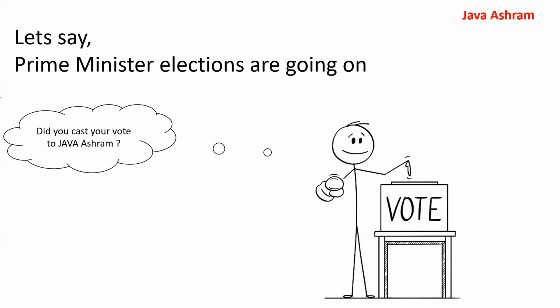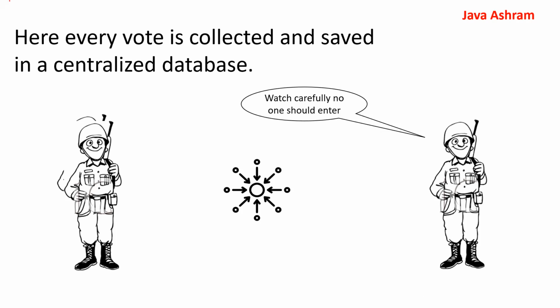So let's say, in a country, prime minister elections are going on. You went to the voting center to cast your vote, and you cast your vote. I believe everyone should cast their vote since it's their basic right. Every vote that is cast is collected and saved in a centralized database, right? This is the centralized database.